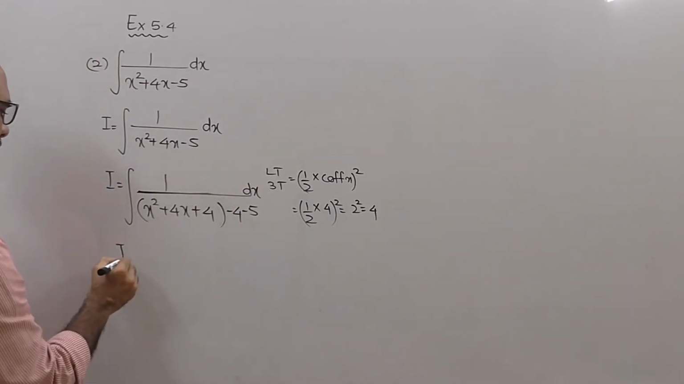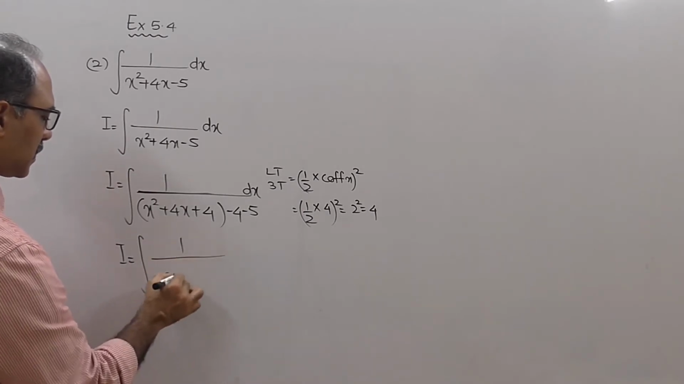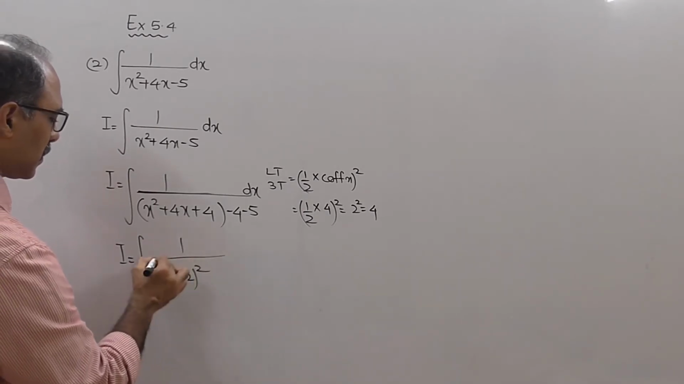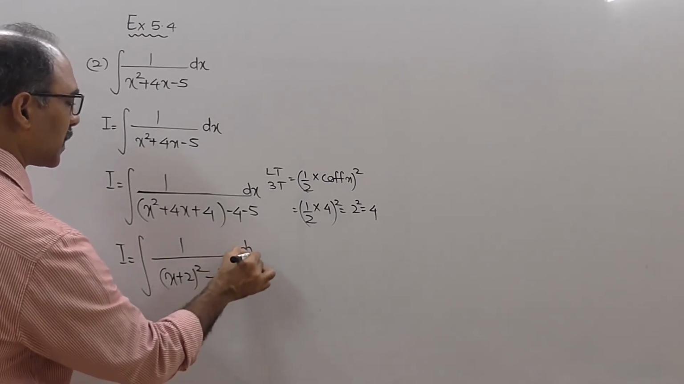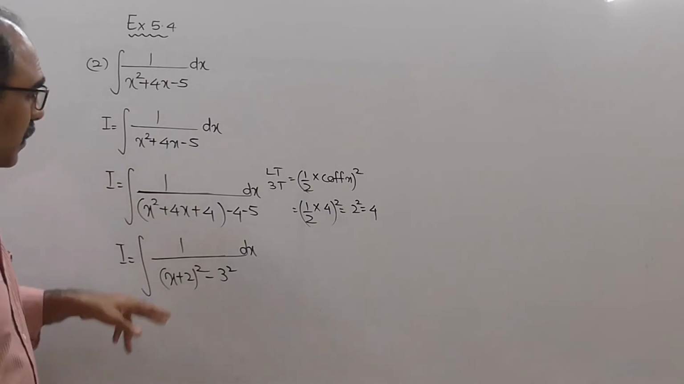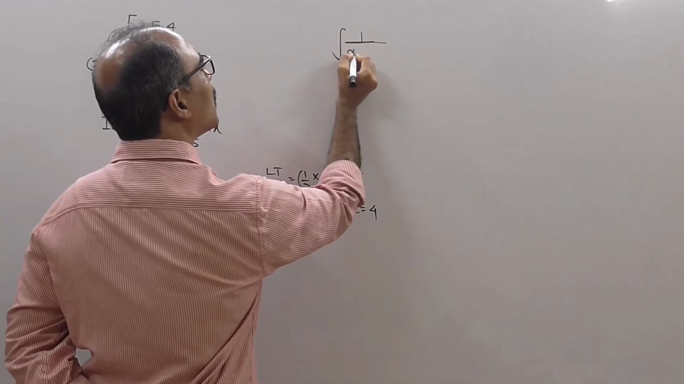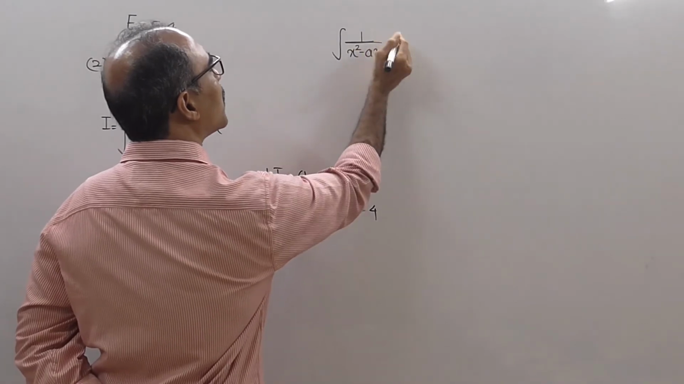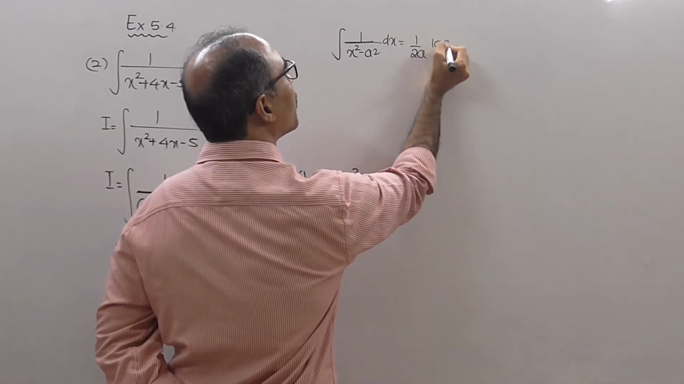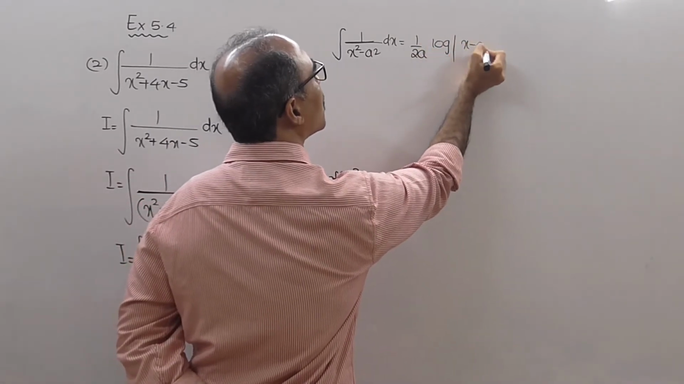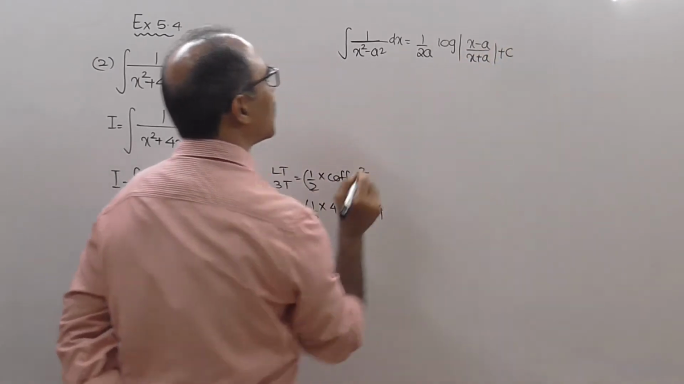So I think you should get I equal to integration 1 upon, I think this is (x plus 2) the whole square minus 9. 9 is supposed to be 3 square. Okay. So now this is in the form of integration 1 upon x square minus a square dx. The formula is 1 upon 2a log modulus (x minus a) upon (x plus a) plus c.